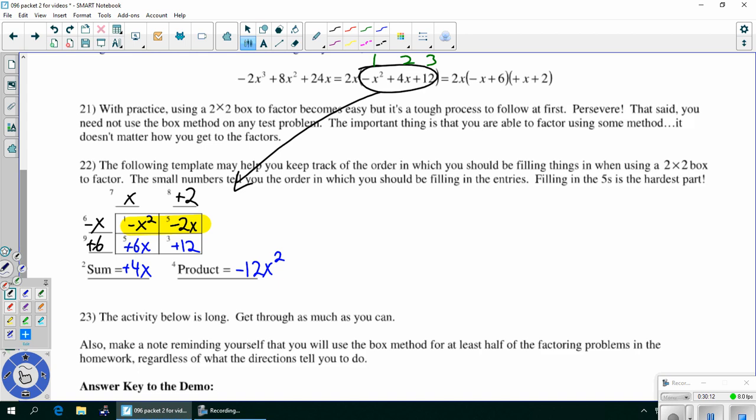So the template is not going to be provided on tests or quizzes, but if it's helpful to you, feel free to use it. It is provided on today's activity.